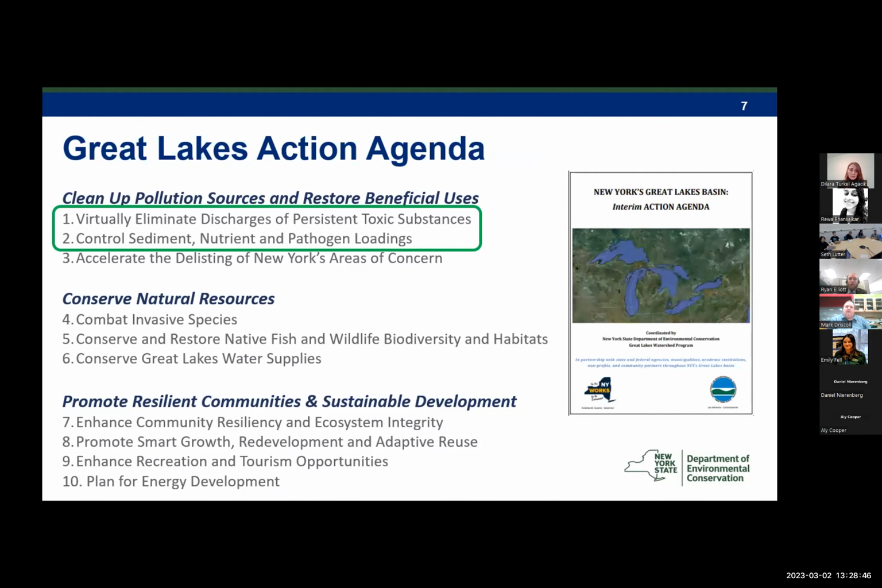And New York's Great Lakes Action Agenda is the document that guides the work of the Great Lakes Program and Great Lakes management efforts within New York State. And the current agenda has 10 goals, and the first 2, which are circled on the screen here, virtually eliminating discharges of persistent toxic substances and controlling sediment, nutrient, and pathogen loadings, are closely connected to Dilara's research, since electron beams can degrade a range of organic contaminants and disinfect wastewater.